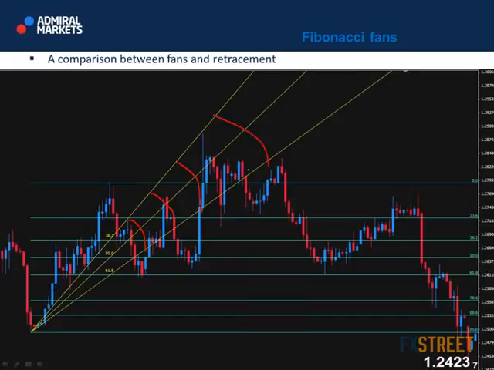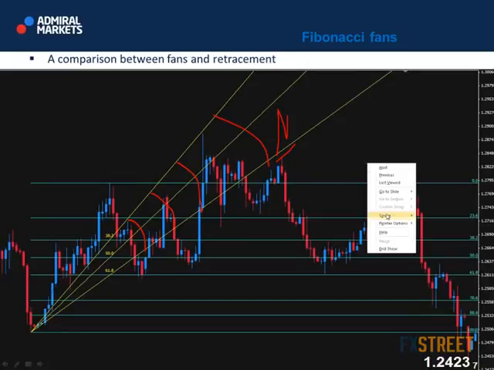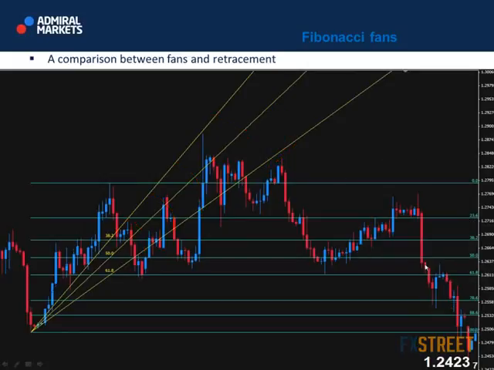Until the price breaks this lower 61.8 line, we can assume the price is in an uptrend. But look, once the price failed to close above, we can say that the price has now started a possible downtrend. Look how the Fibonacci fan is giving hints to you. Just watch the price action.